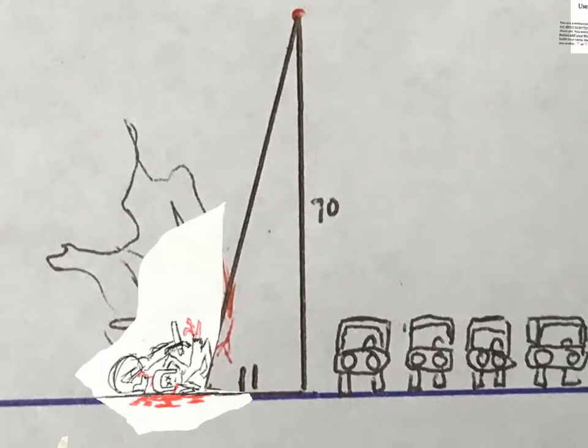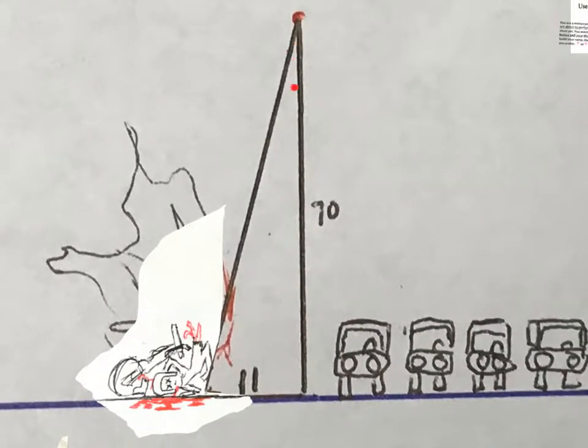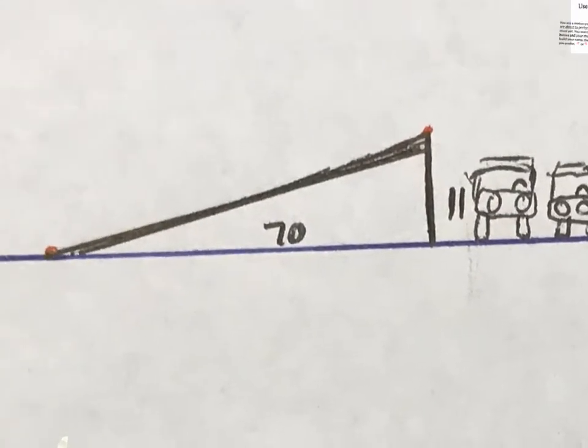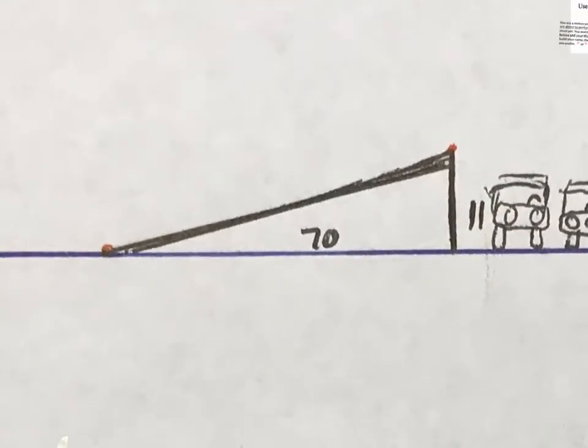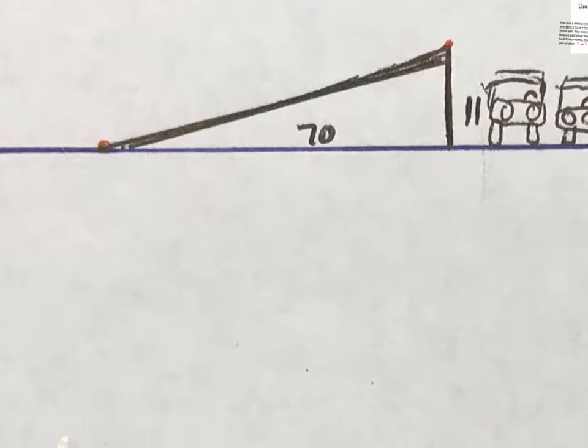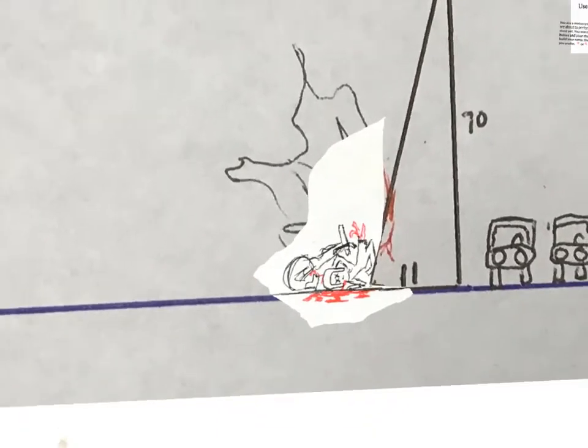Anyways, let's analyze this. Of course, rise 70 over run 11, that's going to be like smacking right into a wall. Ridiculous, right? The appropriate slope to jump the buses is rise 11 over run 70, right? So that's a nice jump. The other one, as you could see, results in death.